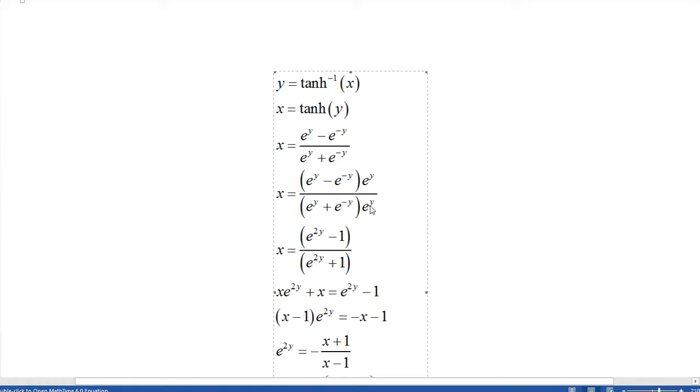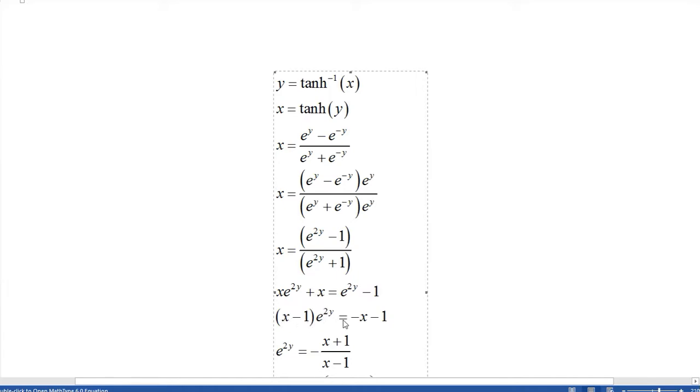Now I'm going to multiply top and bottom of this fraction by e to the y and distribute. So this is e to the 2y minus 1 over e to the 2y plus 1. Then I'm going to multiply both sides of this equation by this denominator, and that leaves the numerator on the right. On the left, I'm going to distribute, so I get x times e to the 2y plus x times 1, which is just x. Now I'm going to get the e to the 2y term on this side, so I'm going to subtract 1 e to the 2y, and then factor out the e to the 2y, leaving us x minus 1.